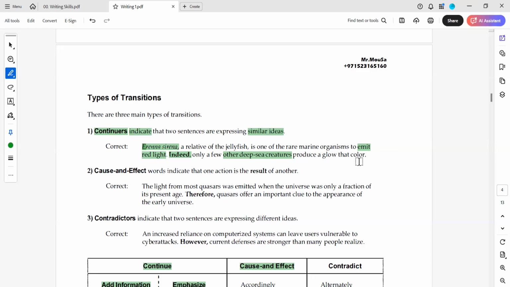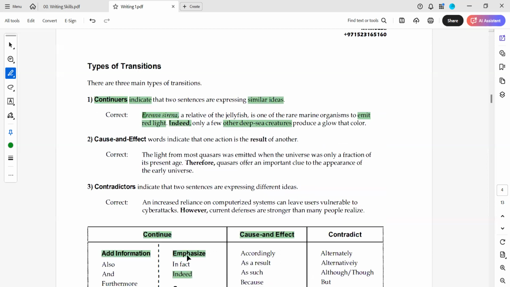No, it's similar ideas. Good job. That's the point. Actually, this is the key step in answering those questions. You have to check these two sentences to determine the relationship between them. You've got the relationship. We have continuous relationship. That's why, indeed, a continuer, which is used to emphasize, is used here perfectly. Okay, good one.